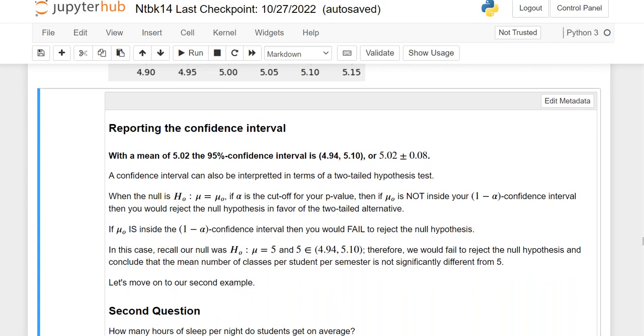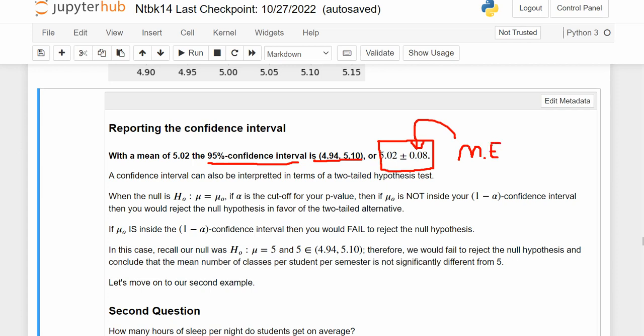And how do we report this? We're going to say that the 95% confidence interval is between 4.94 and 5.1. Now, there is this other way you'll sometimes see these reported, with the margin of error. They're going to take the average plus or minus the margin of error.